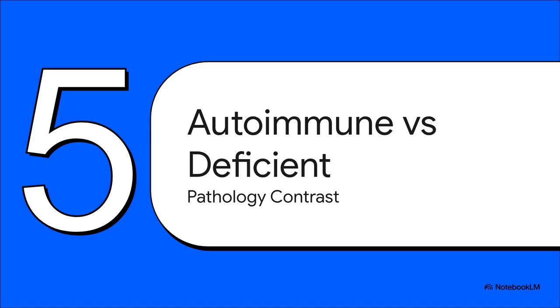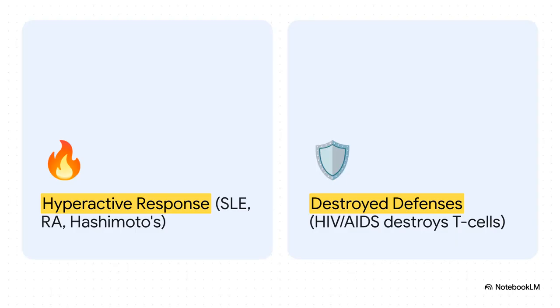Which brings us to Section 5, autoimmune versus immunodeficiency. Let's look at the pathology contrast. So what exactly happens when this complex defense system breaks down? Well, this carries some heavy implications for medical necessity. It basically breaks down in 2 primary ways. On one side, we have autoimmune disorders. This is a hyperactive response where the body actually attacks itself, like what we see in SLE, rheumatoid arthritis, or Hashimoto's. On the other side is immunodeficiency, where the body's defenses are literally destroyed. A prime example is HIV/AIDS, which specifically destroys T helper cells and massively increases the risk for opportunistic infections.